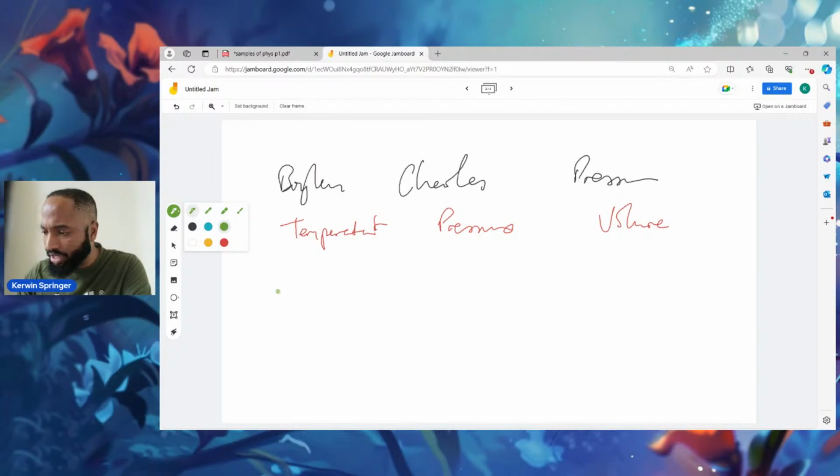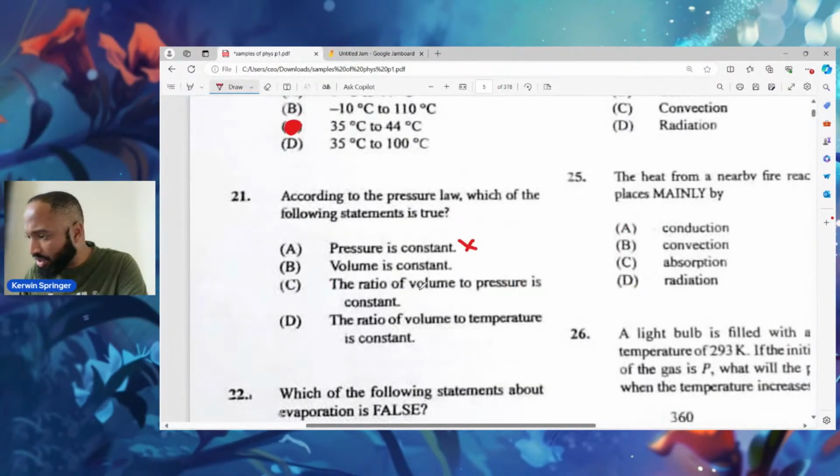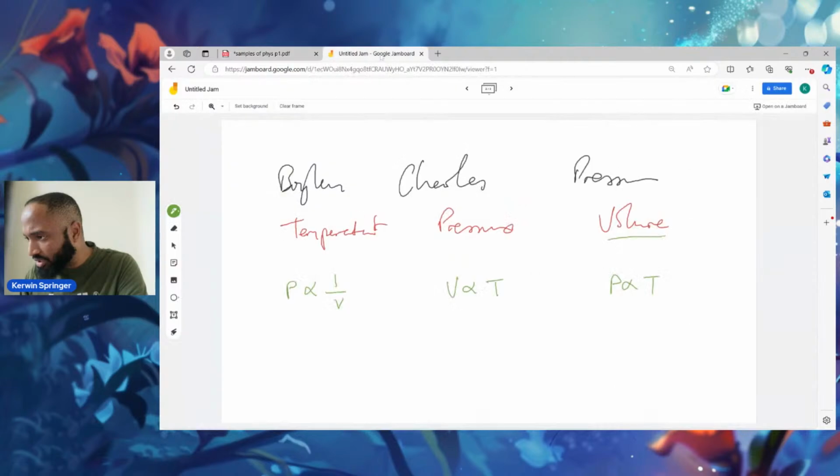Boyle's law is the only one with this inversely proportional relationship. So pressure is inversely proportional to volume. In Charles' law, pressure is constant, so volume is proportional to temperature, and in the pressure law, pressure is directly proportional to temperature. So in the pressure law, volume is constant. The ratio of volume to pressure is constant?